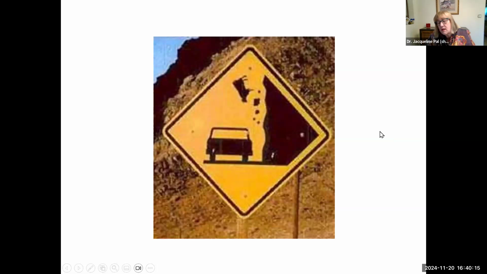Okay, this I just thought was a cute sign of someplace in Europe. I forget where, someplace in Eastern Europe, when I was about your age.